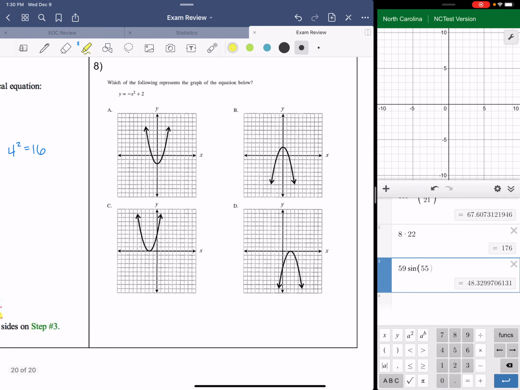All right, which of the following represents the graph of the equation below? So since this has a negative a value, or a negative ax squared, that means that it is flipped upside down. And the plus 2 represents the y-intercept. So the y-intercept has to be positive 2, and it has to be flipped upside down. So the only option there is B.